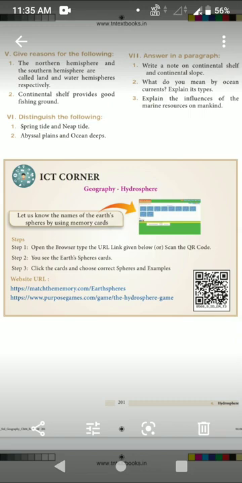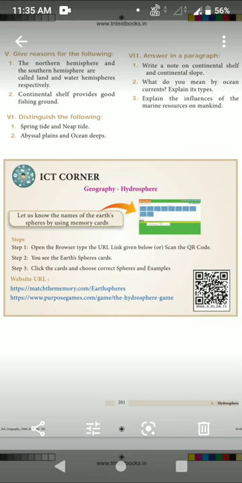Why does the continental shelf provide good fishing ground? Because the continental shelf is shallower. This enables sunlight to penetrate through the water. This encourages abundant growth of grass, seaweeds, and plankton. Hence, these zones become the richest fishing grounds in the world. Example, the Grand Banks of Newfoundland.